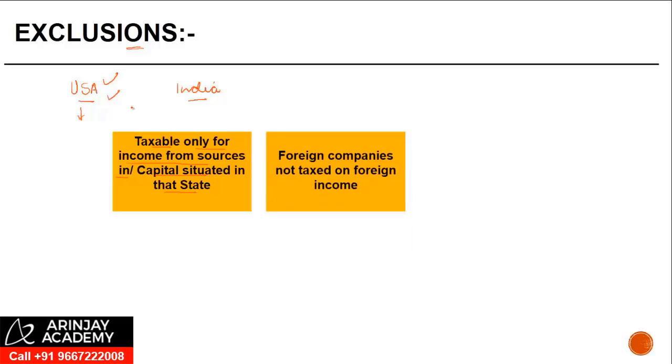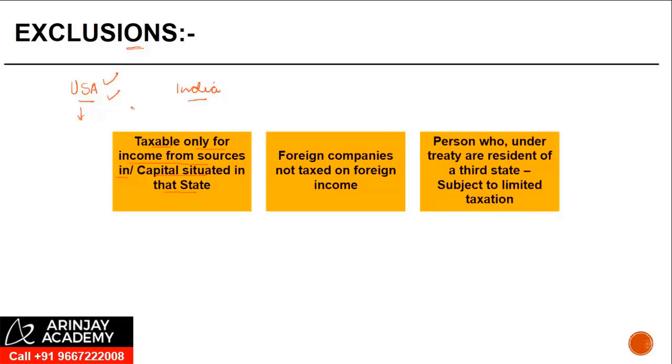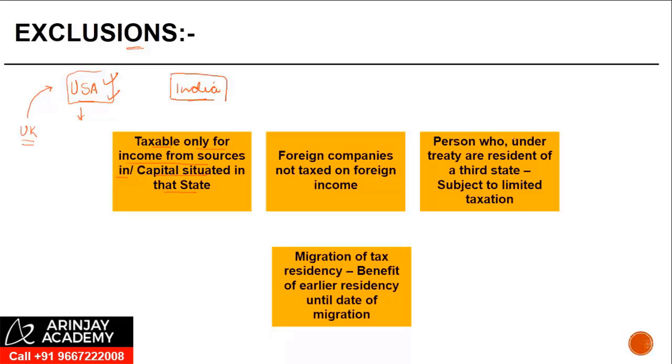Foreign companies which are not taxed on foreign income are generally not considered as residents of those states. So let's say again, if there is a foreign company which is UK based, they derive some income from the US, right? And they are not taxed in the US on their foreign income, then for India-US treaty purposes, they will not be considered as a resident. Persons who under the treaty are residents of a third state, right? Obviously, they will not be considered as resident.